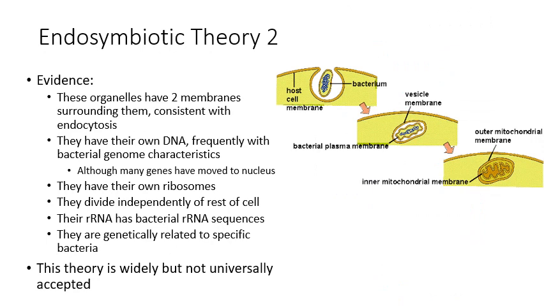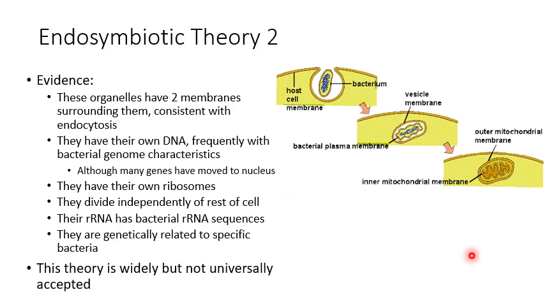So there's a lot of evidence to support this theory. First off, there's the fact that mitochondria and chloroplasts have two membranes surrounding them, which is not normal for organelles to have. But that is what you would expect if a bacterium was engulfed by a eukaryotic cell. That would have been by endocytosis.